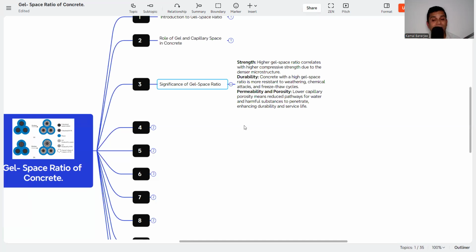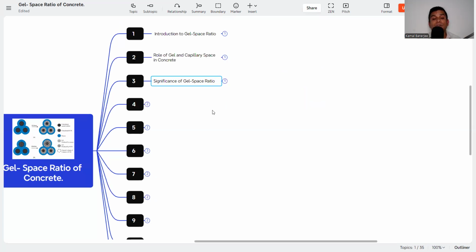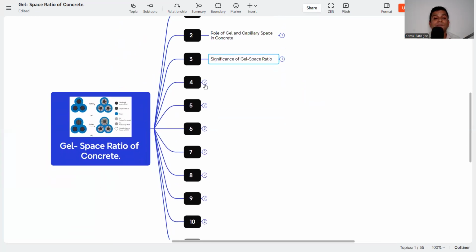Then durability, already discussed. If the concrete is more porous, that means the gel space ratio is low, which means more capillary voids. And if there are capillary voids, durability is a concern, because chemical attack and freeze-thaw cycles will occur, and the concrete health and strength will deteriorate. Then permeability and porosity. Lower capillary porosity means reduced pathways for water and harmful substances to penetrate, enhancing durability and the service life. So that is why the gel space ratio is significant in concrete.